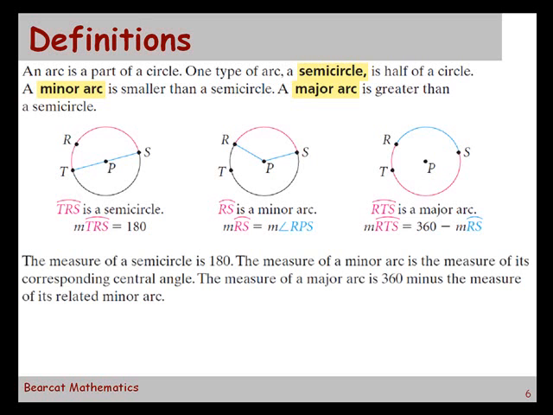The measure of a semicircle is always 180. The measure of a minor arc is the measure of its corresponding central angle. The measure of a major arc is 360 minus the measure of the related minor arc. Let's see if we can figure out what that means, related minor arc. When we look at arc RTS up here on the right, RTS is the pink. What do they mean by related minor arc for arc RTS?